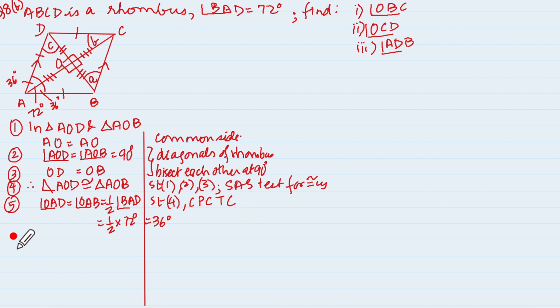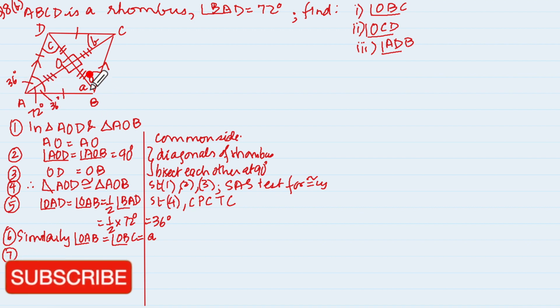Okay. Now, similarly, sixth one. Similarly, angle OBA will be equal to angle OBC will be equal to small a. Okay, we can prove that. So if this is A, this is also A. Alright, now the seventh statement we will say this angle and this angle.